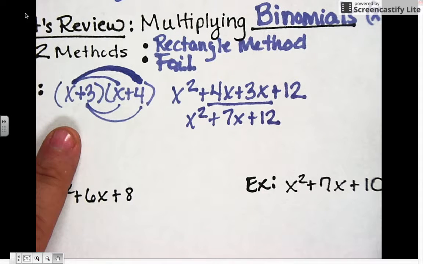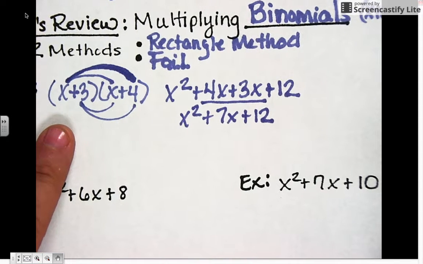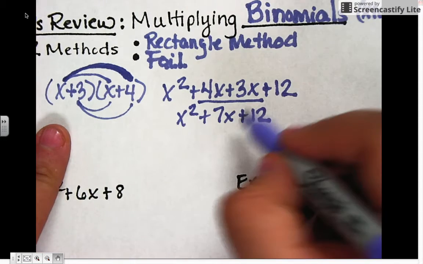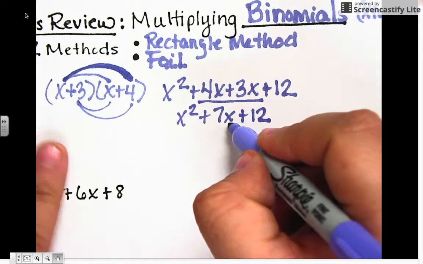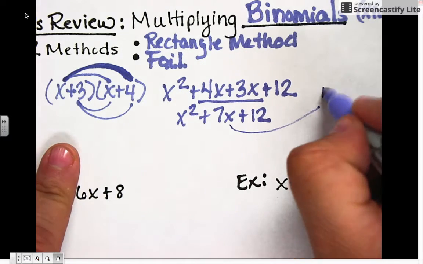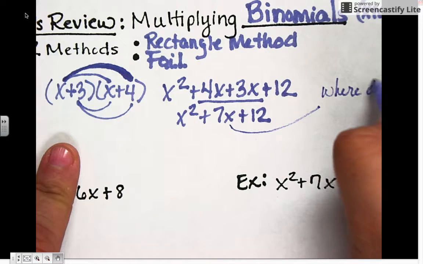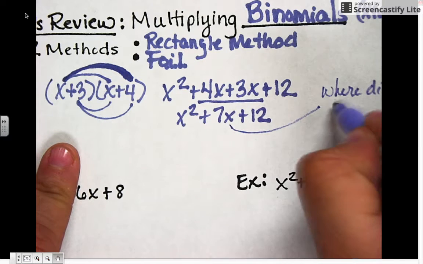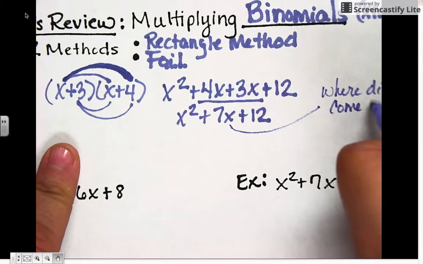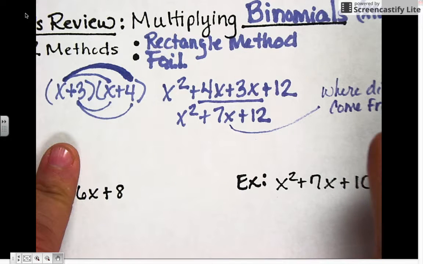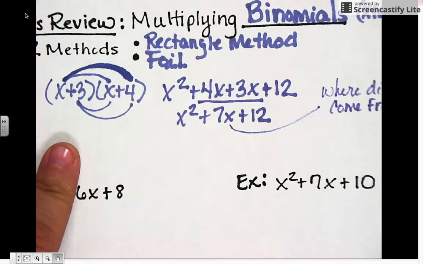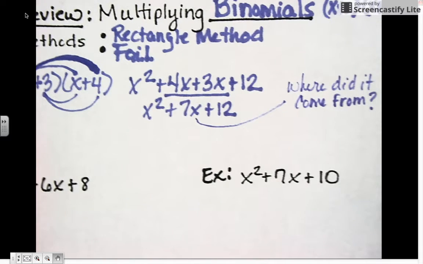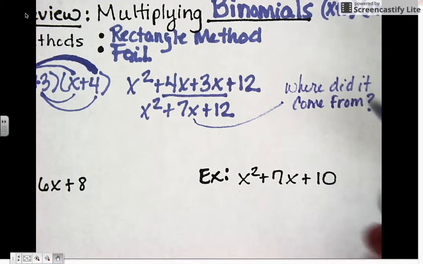But my question is, where did the 7x come from? How did the 7x come to be? So where did it come from? This 7x, where did it come from? Where did it come from? Oops, I can't even see it. Where did it come from? Well, it came from the two middle terms.